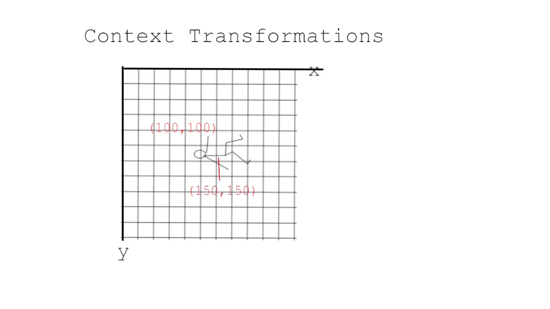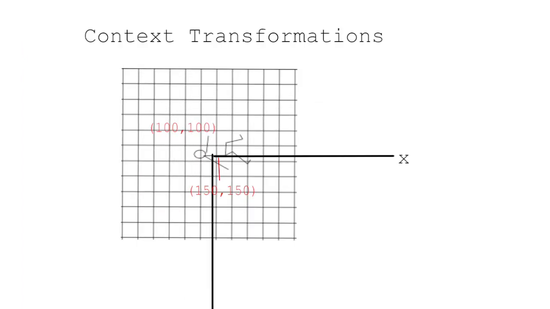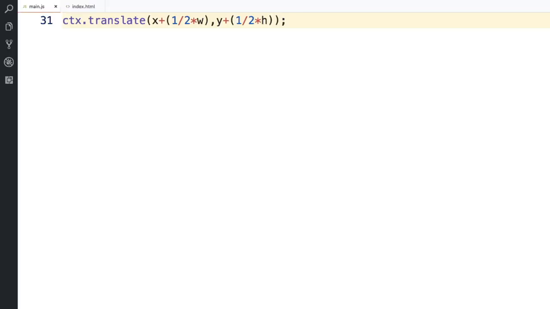Since the rotate transformation rotates around the 0, 0 position, we need to move our context so that 150, 150 is at 0, 0. To do this, we can write ctx.translate(150, 150) to move the origin directly under the center of our entity. We can express this more generally as x plus 1/2 times the width and y plus 1/2 times the height.